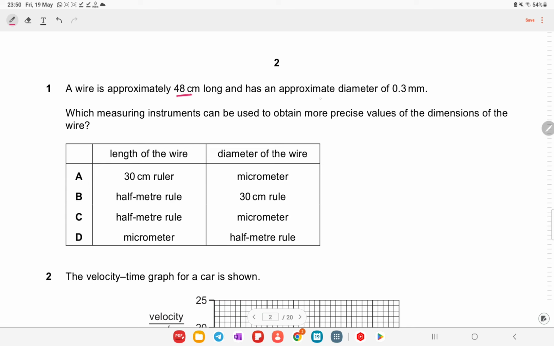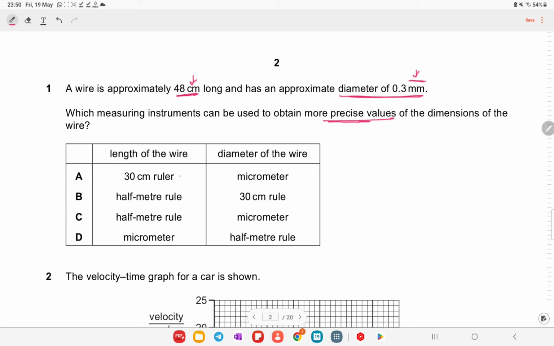So let's start off with our first question, and it states that a wire is approximately 48 centimeter long and it has an approximate diameter of 0.3 mm. Okay, so you need to concentrate on the units. Which measuring instruments can be used to obtain more precise values of the dimensions of the wire?